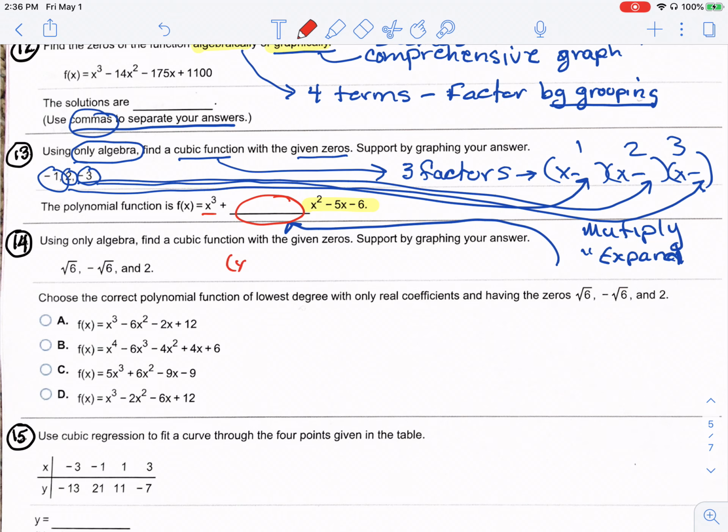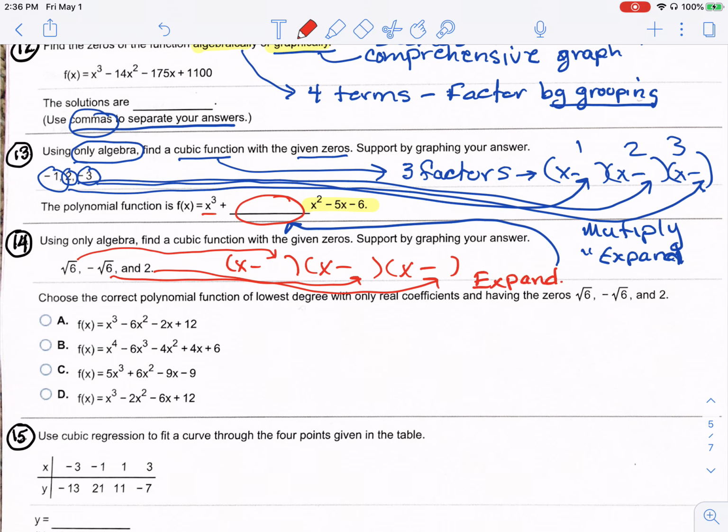You're going to go x minus, x minus, x minus. You're going to take each of these x-intercepts that they give you. You're going to plug them in, and then you're going to expand very carefully. This one's multiple choice, so you're going to find the one with the lowest degree.